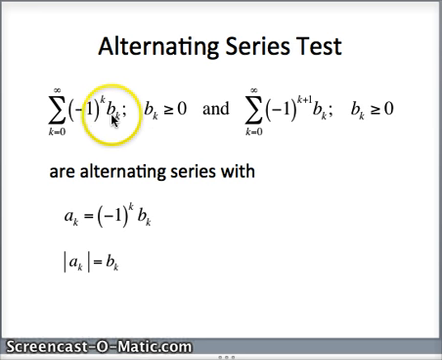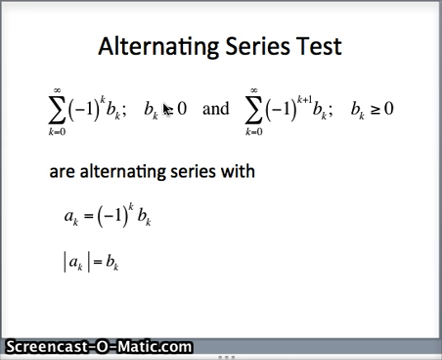And then it is multiplied by something else. For the sake of argument, I'm just going to call this b sub k, although I'm never really going to use that notation. So a sub k is the sign flasher, whether it's (-1)^k or (-1)^(k+1), times b sub k. But what I'm going to talk about more often is the absolute value of that sequence, which is the thing multiplying the (-1)^k, where b sub k is positive.